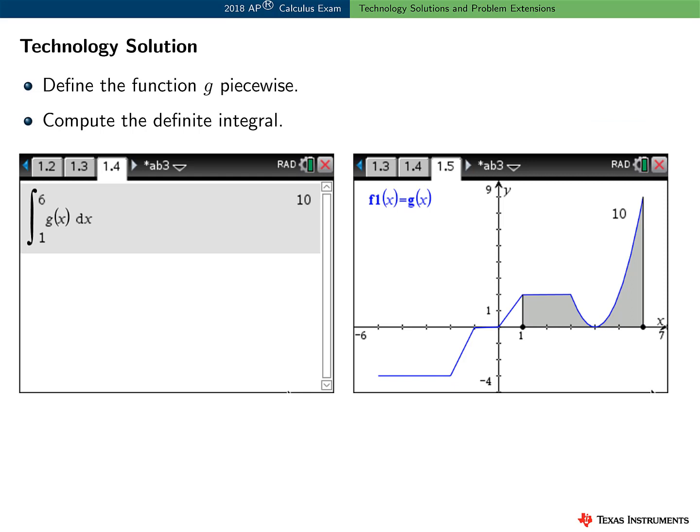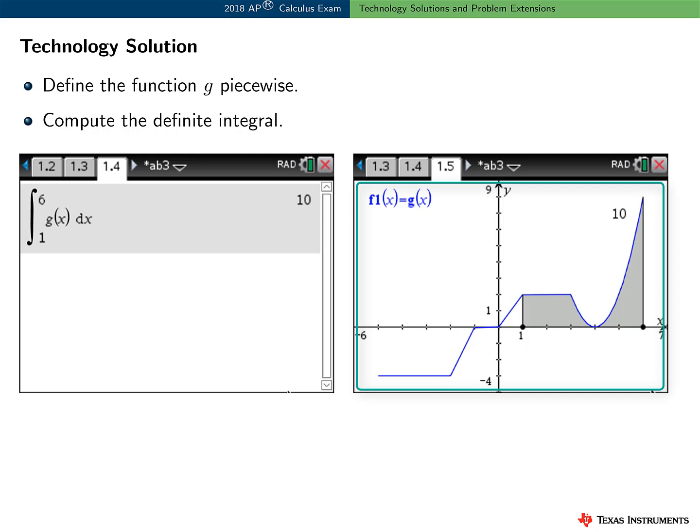Here's how I can use technology to solve this problem and to visualize the result. Now, I've already defined the function g, so I can simply compute the definite integral. The calculator knows how to deal with piecewise defined functions and returns the answer, 10.